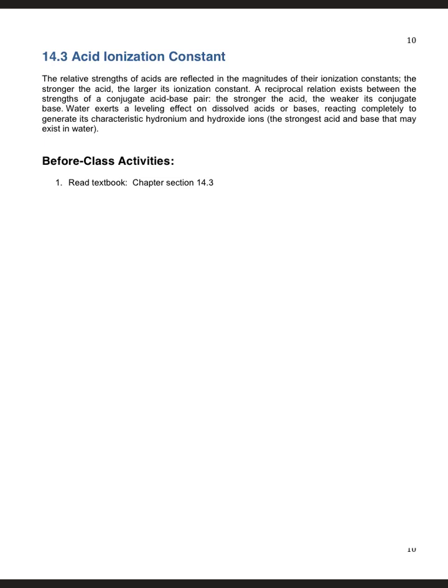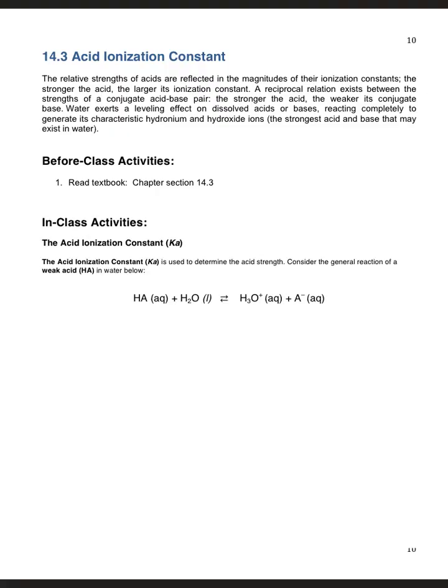Hi everyone, in this chapter section we are going to talk about acid ionization constant. Please read the OER textbook for chapter section 14.3. The acid ionization constant Ka is the same as the equilibrium constant K that we learned in Chem 122.